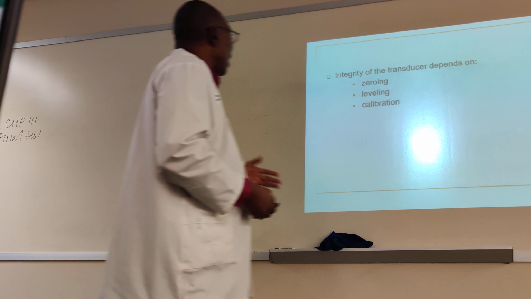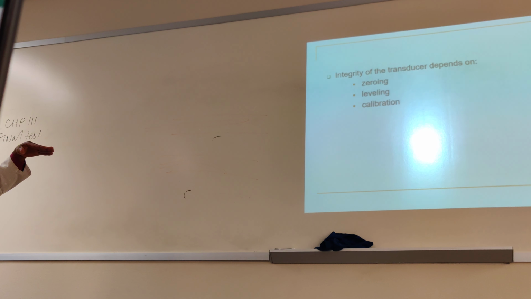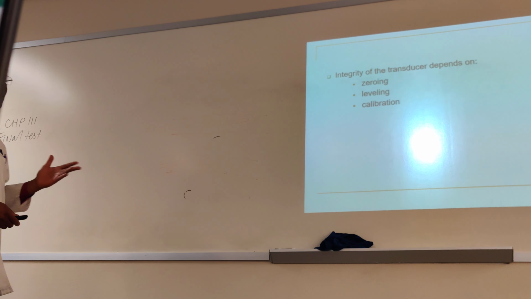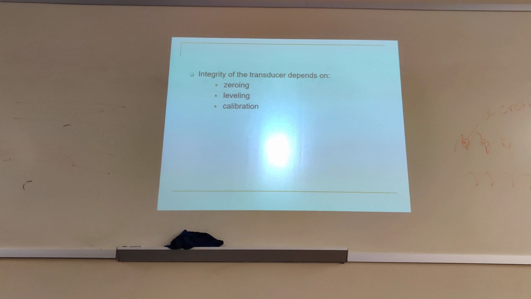Okay. The next thing is we have to make sure that the transducer is at the level of the heart. I'll tell you why in a minute. This whole thing stands on the IV pole, so we want to make sure that the patient is lying down over there, and the transducer is at the level of the heart. We don't want it to be way above. We don't want it to be way below. It will be at the level of the heart.